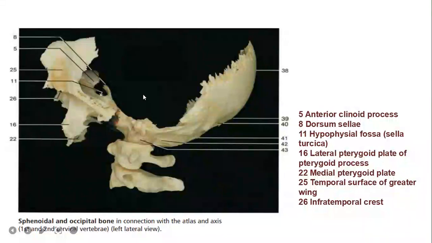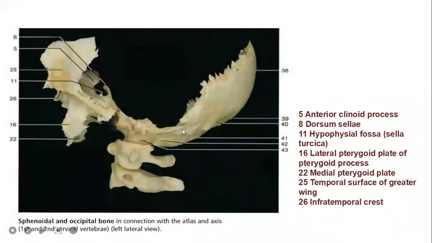And for the concern of the sphenoid bone, we have structures that are within its surface. The part labeled 5 is the anterior clinoid process, and we have the part labeled 8, the dorsum sellae. The part labeled 25 is the temporal surface of the greater wing. Then we have 26, which is the infratemporal crest. 16 is the lateral pterygoid plate of the pterygoid process. And then we have 22, which is the medial pterygoid plate. And the part labeled 11 is the hypophyseal fossa or the sella turcica. So those are the structures within the sphenoid bone from the lateral view.